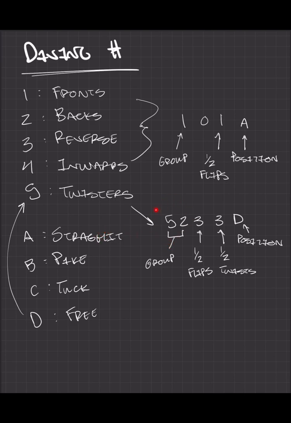And twisters, the first 2 numbers are going to tell you your group, so you know it's a twister, and then it's going to be in back. Your third number is going to be your number of half flips. And then your 4th number, your extra number, is going to be your number of half twists. And then your last letter is going to be your position. But yeah, it's super easy.